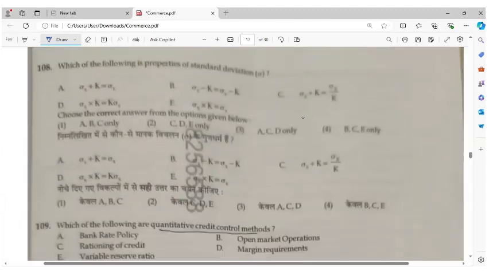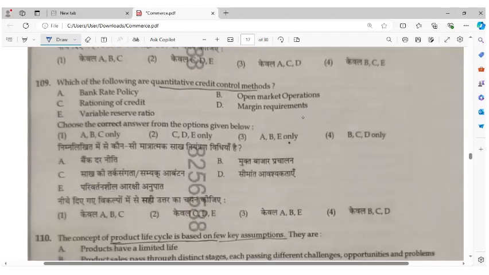Now the next one: which of the following is a property of the standard deviation? So what is the property of the standard deviation? Yes, the right answer is option number C, that is 3. Okay, A and C and D. Okay, we will discuss in another lecture.